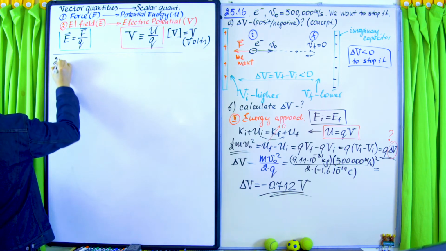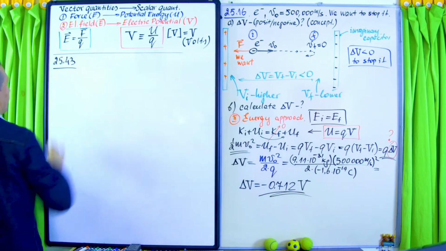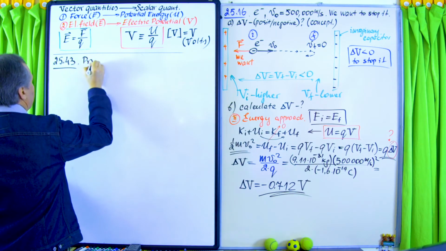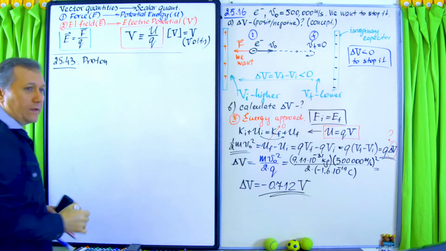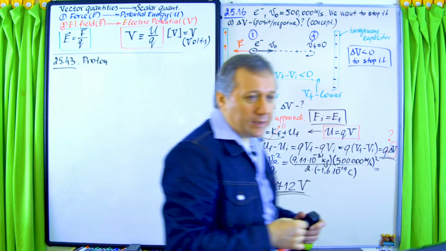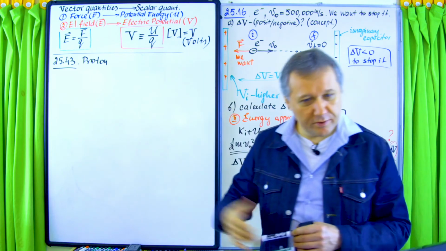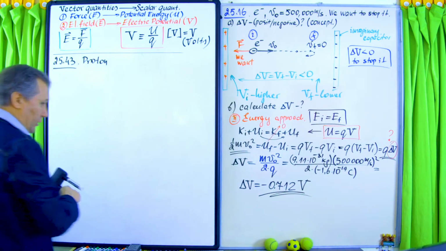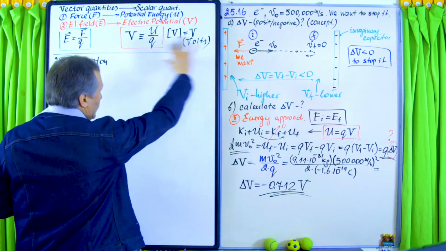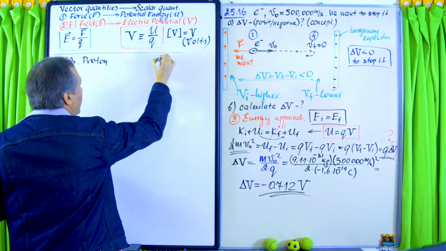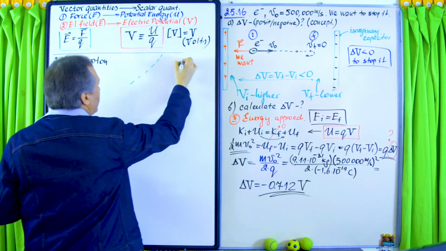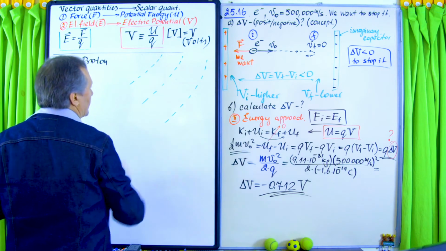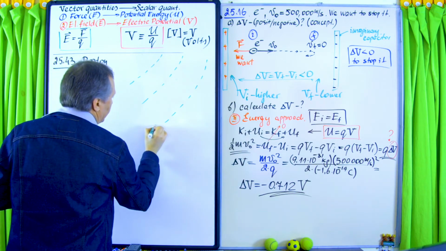So now we separate this, and it's 2543. So we have a proton now flying through some electrical orb, which is described using some information about the electric potential. So let's assume that there is an orb, electrical orb, and we have only information about the electric potential along these lines. So these are equipotential lines.